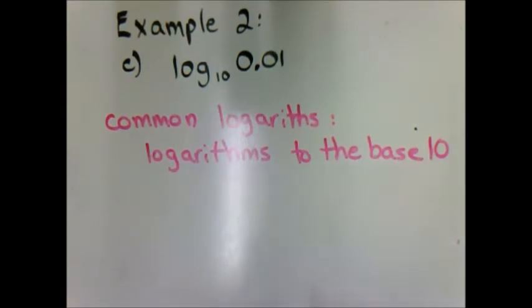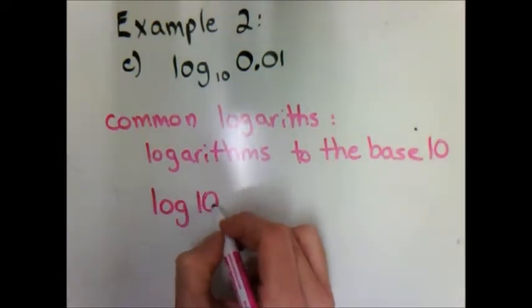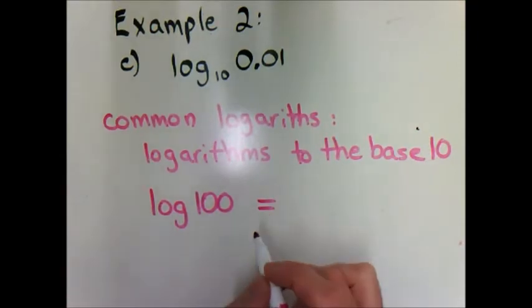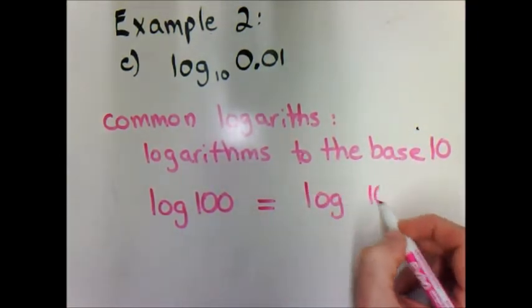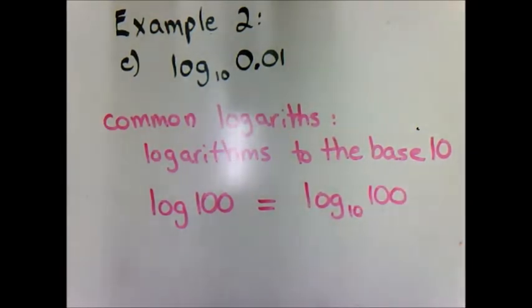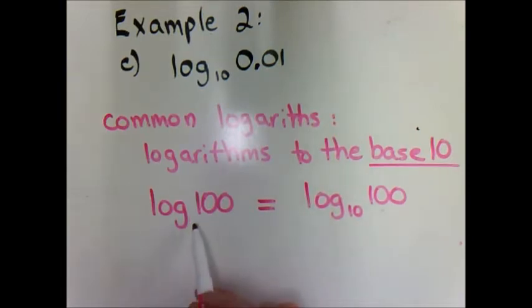What that means is that the log of 100 is understood to mean the same as the log of 100 to the base 10. So whenever we're working with the base of 10, we do not need to write the base. We can simply write it as log 100 or log whatever value you are hoping to raise the power of 10 to.